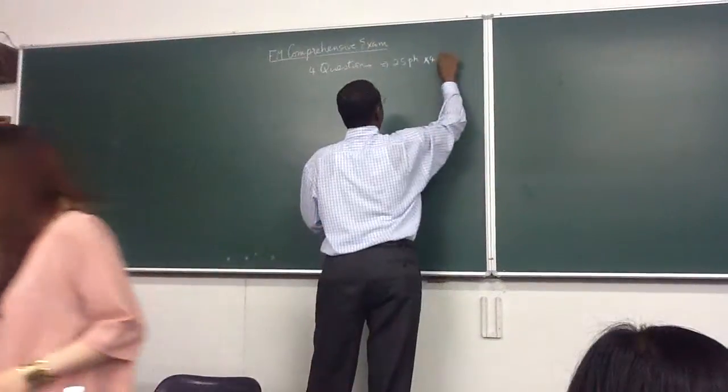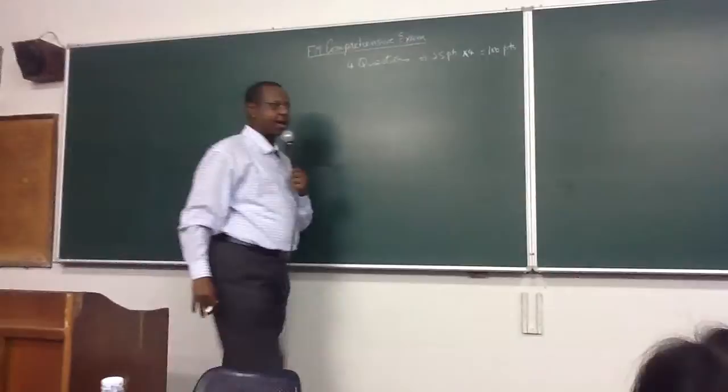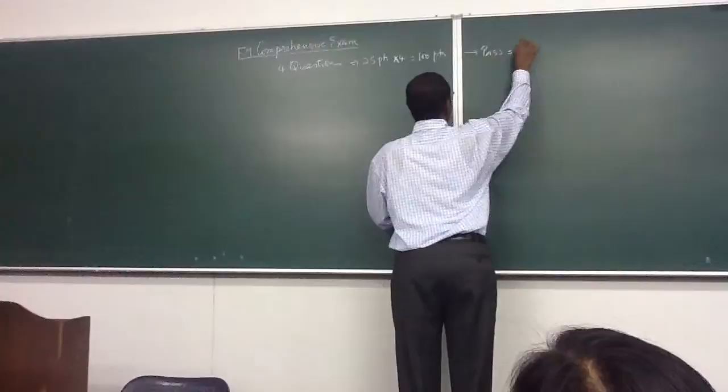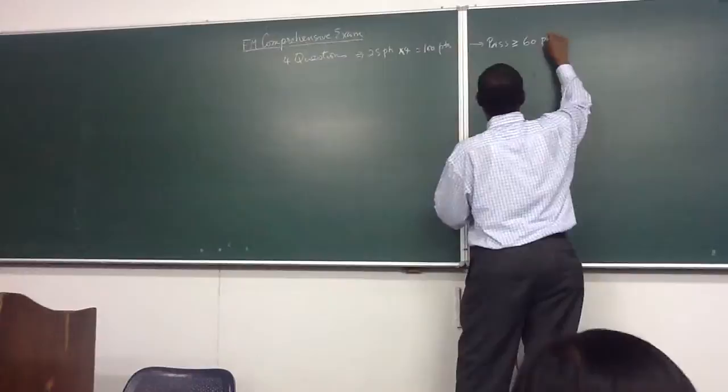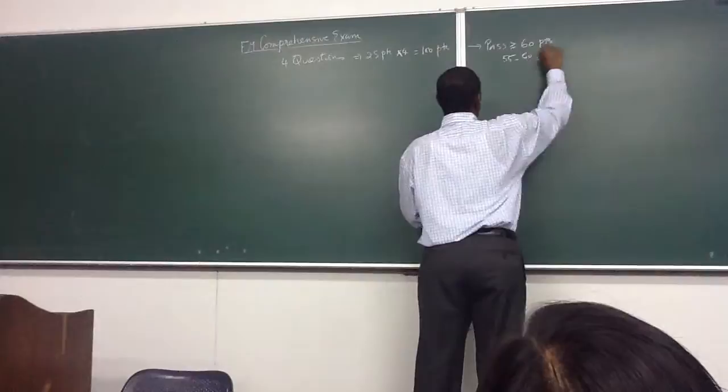100 points. In order to pass, you must get 60%. Greater or equal to 60 points. If you come within 55 to 60, you would also pass.